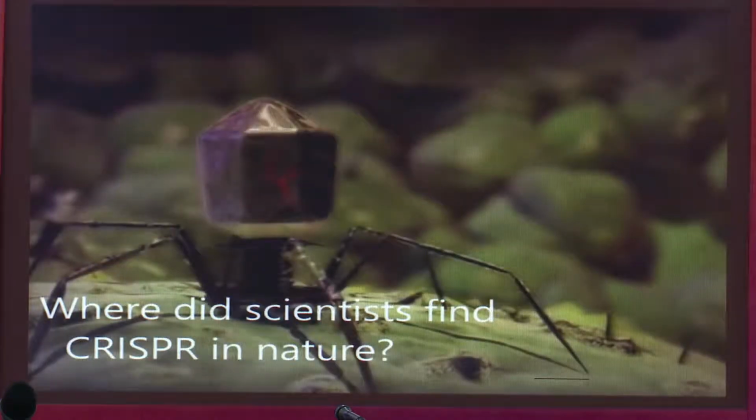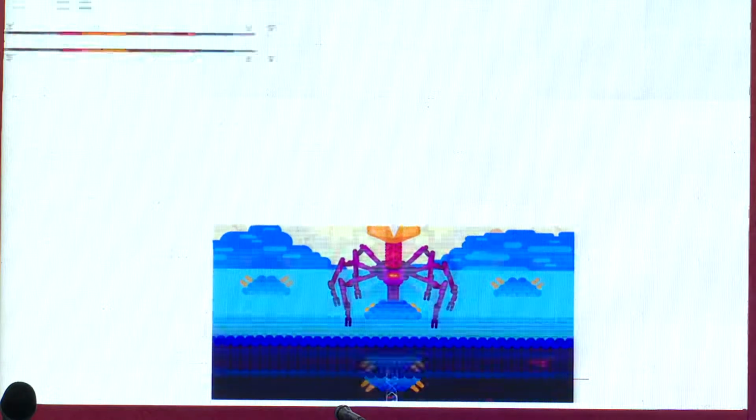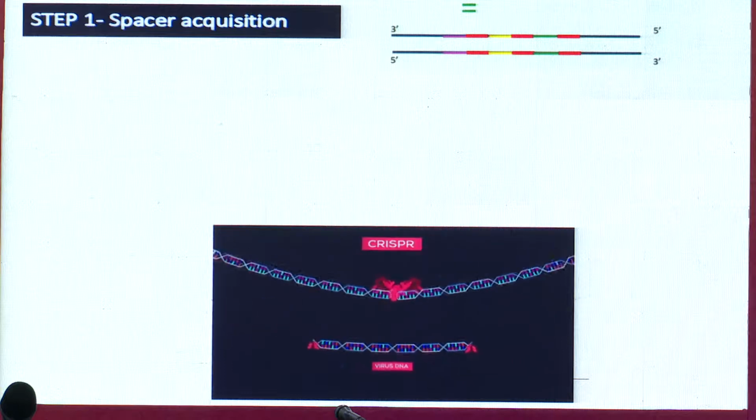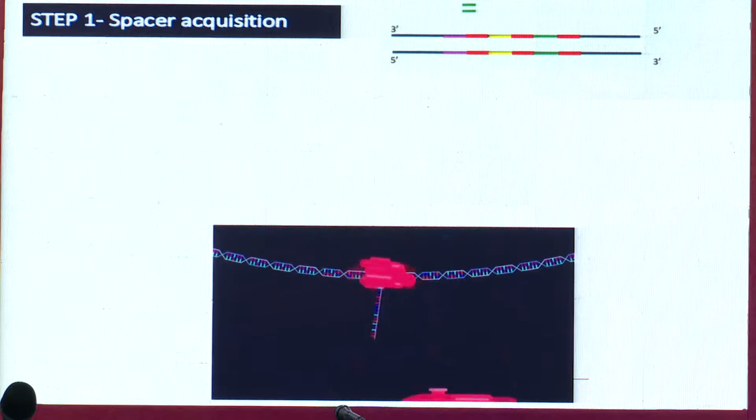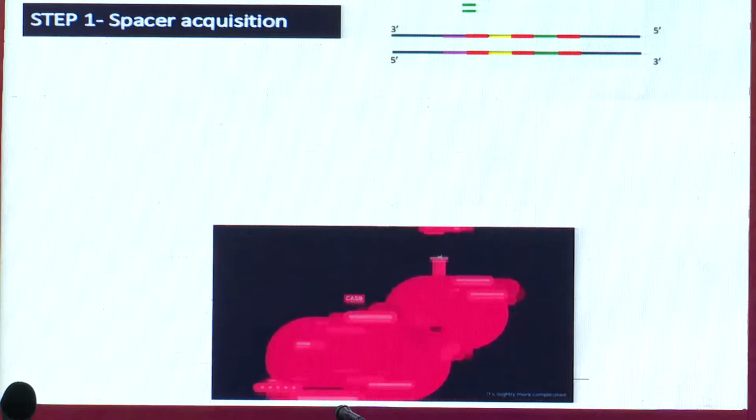So where was this originally found? Originally, CRISPR was a part of bacterial defense system. Bacteriophages are the viruses that infect the bacterial cells. So CRISPR is like immune memory. It prevents the second attack. So what happens is, when a virus attacks a bacteria for the first time, a part of its genome is chopped off and stored in spacer DNAs.